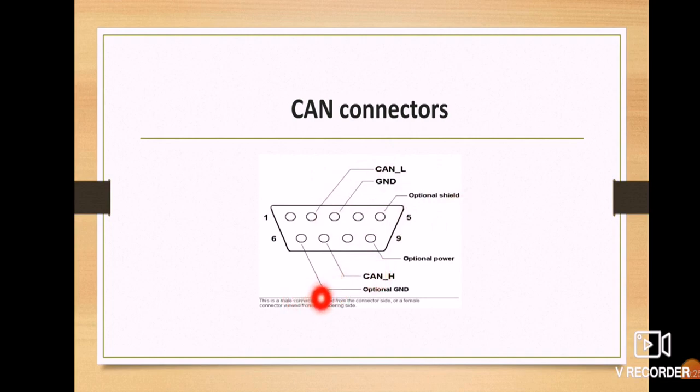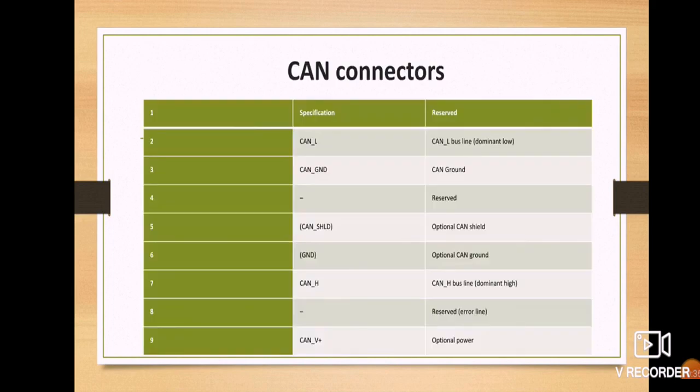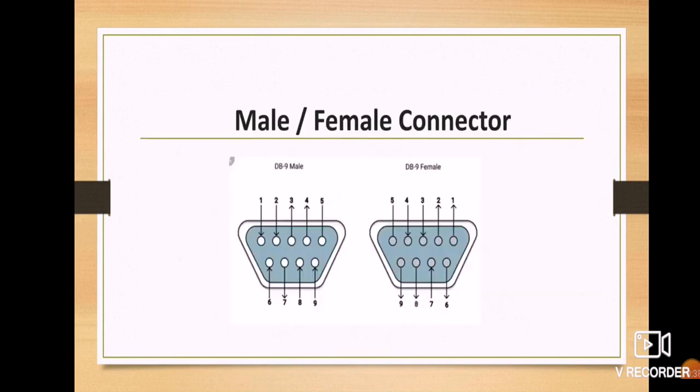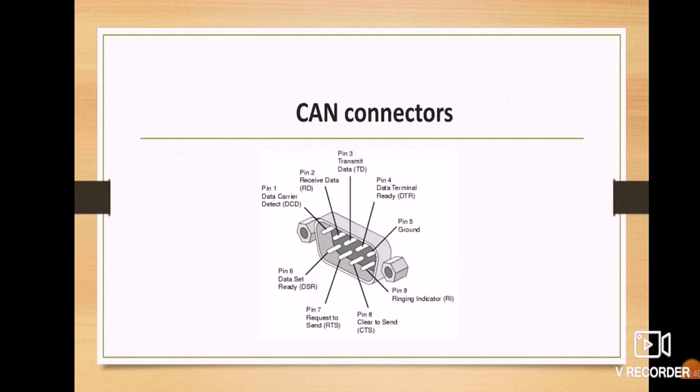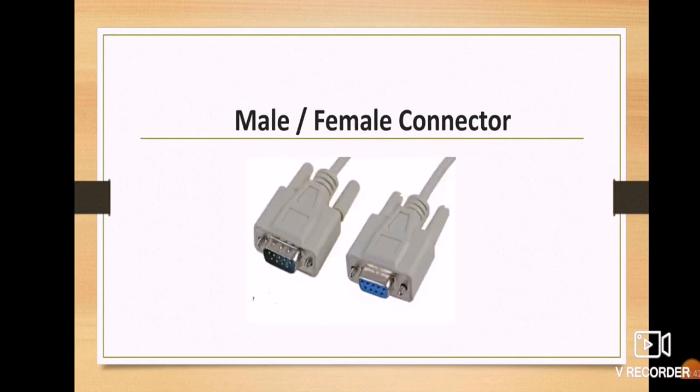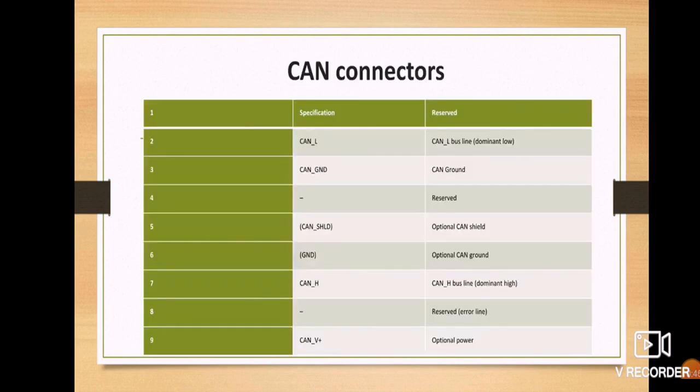See, this is a male connector viewed from the connector side, or a female connector viewed from the soldering side, which is the opposite side. This is how it works, and these are the three pins. So I guess you got something from this tutorial about how the CAN connector is. This is the connector, and here we have the twisted pair cable.